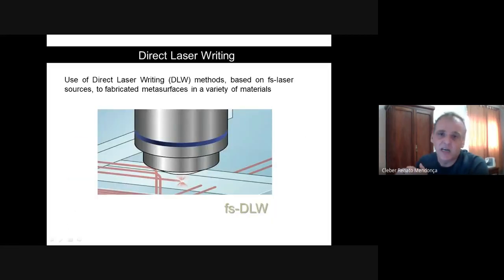One option in order to enhance the number of possibilities for producing metamaterials is by using direct laser writing. So the idea here is using femtosecond lasers, which are focused on a given material, to change the material properties, or somehow to produce the periodic structures with that index of refraction you have in mind, to fabricate metasurfaces. And the good idea about using direct laser writing is that you can use it for a big variety of different materials.